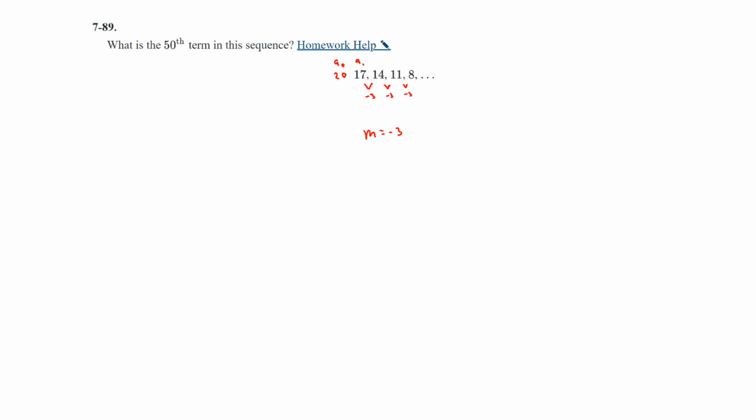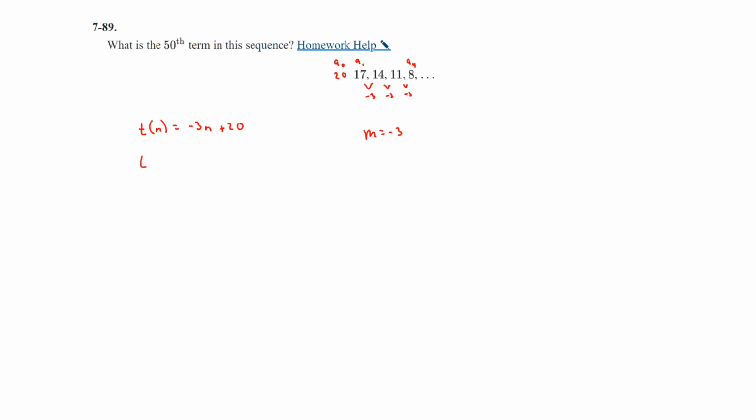And so now we have everything that we need to write the equation, and then we can find the 50th term. So in terms of the equation, t of n is equal to -3 times n plus 20. So if I'm looking for a term, in this case, let's go down to term 4. Then if I plugged in 4, it would be -3 times 4 plus 20, which is 8. So we have the equation. Once again, it's linear. It's that arithmetic sequence.